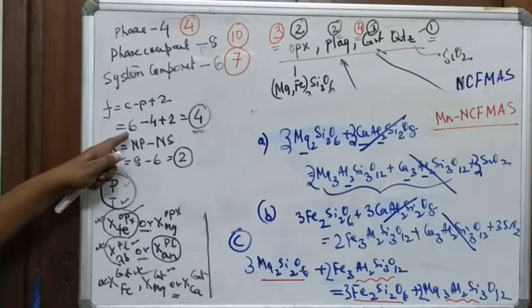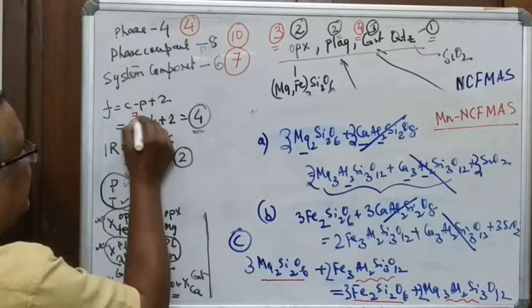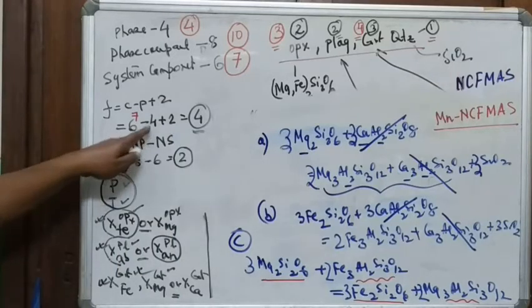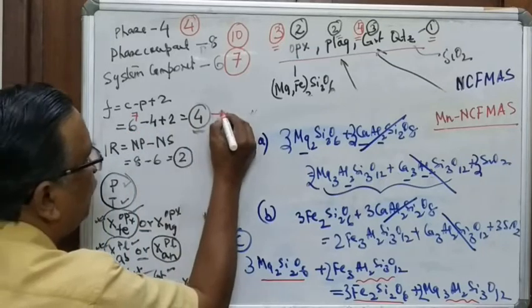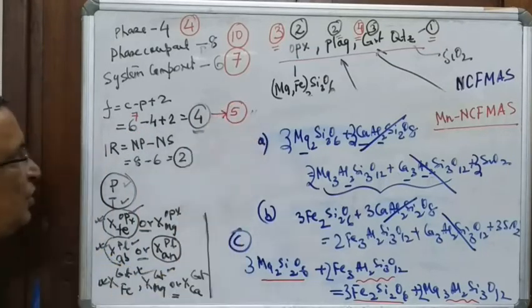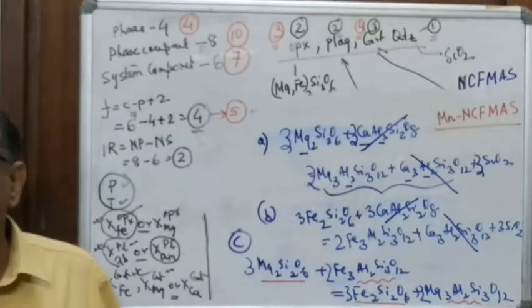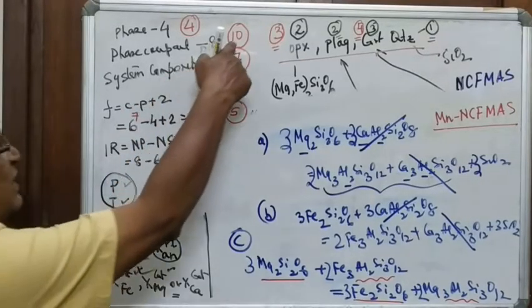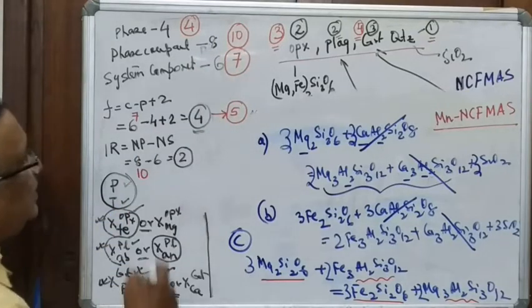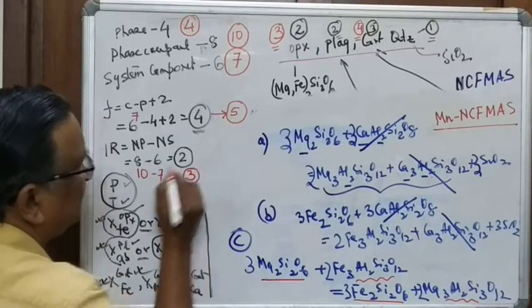So now if we go to the degree of freedom, what will happen? This will become 7, right? 4 will remain as such. So you will have 7 plus 2, 9. 4 will change to 5. So metamorphic variables are 5 that you need for input, 5 unconstrained variables. Independent reactions: the number of phase components here is 10, system components is 7, so this becomes 3.